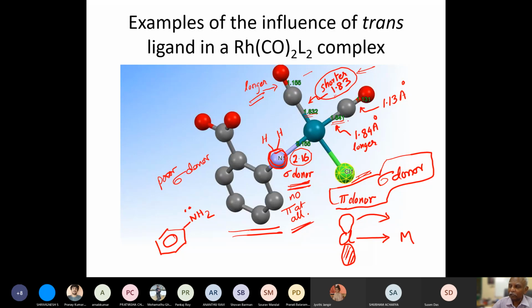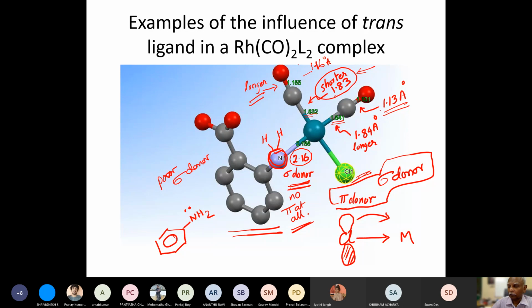I have a short metal carbon bond distance opposite the chloride, and I have a longer metal carbon bond distance opposite the sigma donor and no pi donor. And so this bond is really short. This bond is 1.6 angstroms, and so this is much longer, 1.16 angstroms long. So this is much longer than the carbon monoxide, which is trans to the amine.